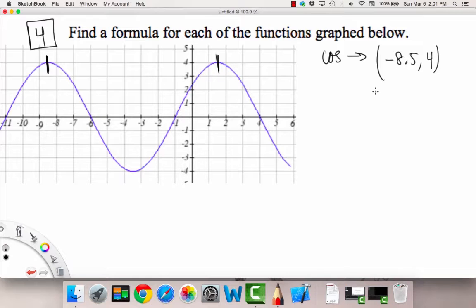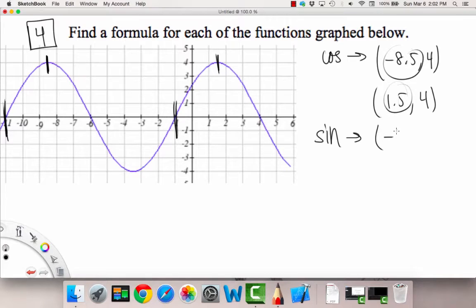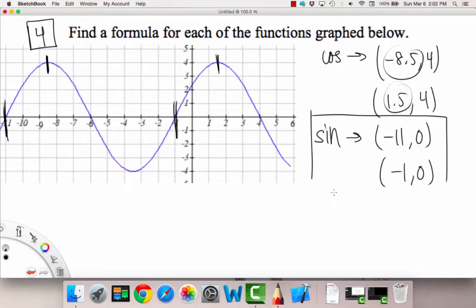That's a little bit weird. And our end point would be 1.5 comma 4. Okay, that's a little awkward because we have these non-integer values here. Let's say we were to do sine instead. So let's say we start here and then end here for sine. So for sine, we could say we start at negative 11 comma 0. That's nice. And negative 1 comma 0. So I think we're going to prefer sine in this case just because we have whole numbers, or integers, here. So if we use our sine graph, this is what we'll need.